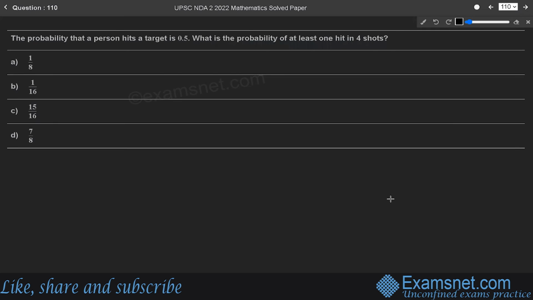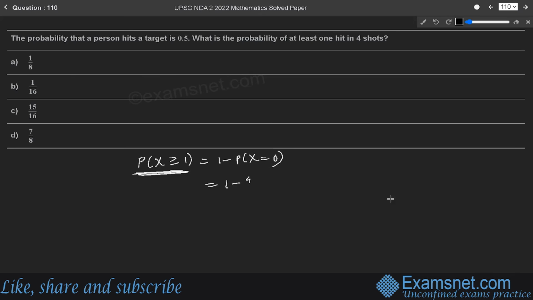Next question is the probability that a person hits a target is 0.5. Probability of hitting a target is 0.5. What is the probability of at least one hit in 4 shots? Probability of at least one hit will be P of X is greater than or equal to 1. It can also be written as 1 minus P of X equals 0. We know that this is the probability for at least one hit in 4 shots.